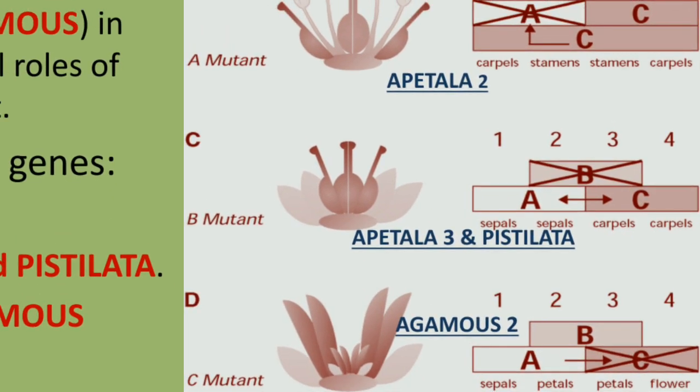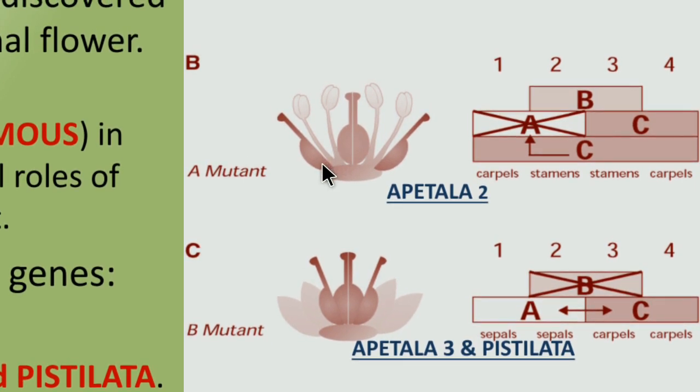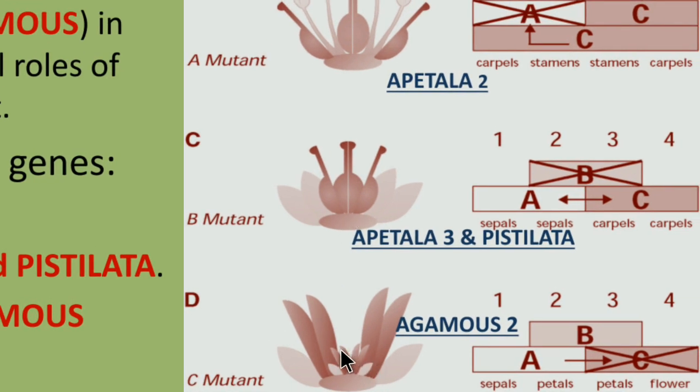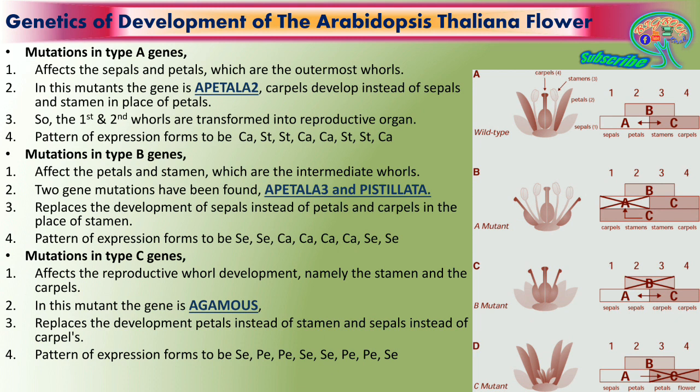Now there is APETALA3 and PISTILLATA. The petals and the stamens have disappeared. That is APETALA3 and PISTILLATA. In APETALA2, there is the disappearance of both sepals and petals. But in APETALA3 and PISTILLATA, there is a different disappearance, of the petals and the stamens. In AGAMOUS, there is the disappearance of the stamens and the carpel. Now this is what we have to understand in the next slide. What is the mutation exactly?